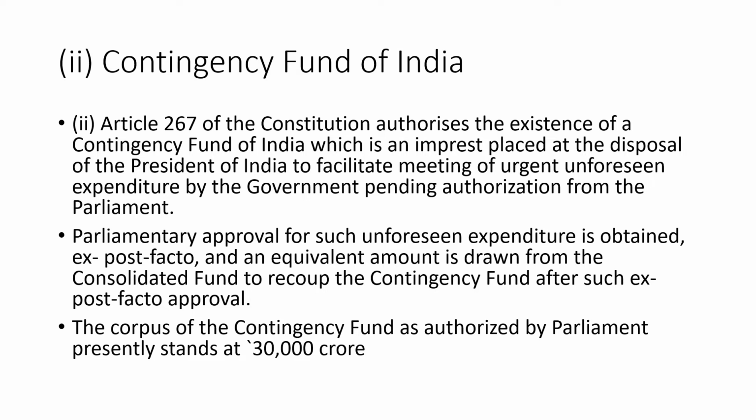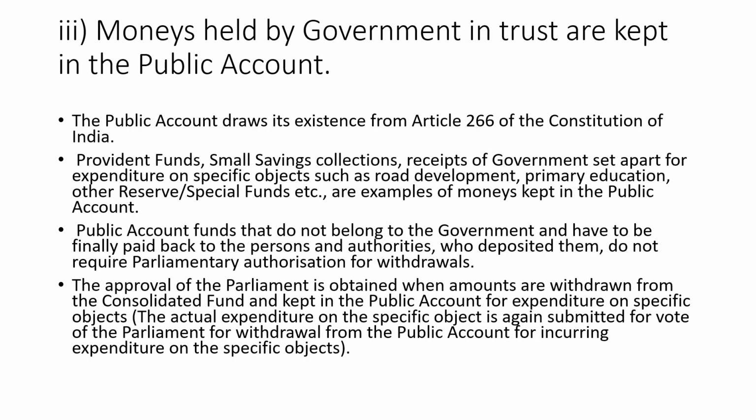So the parliamentary approval for such a situation could be obtained after taking money out of this fund, and an equivalent amount is drawn from the Consolidated Fund as well to recoup the Contingency Fund after the ex post facto approval. The corpus of the Contingency Fund as authorized by Parliament presently stands at 30,000 crore rupees.